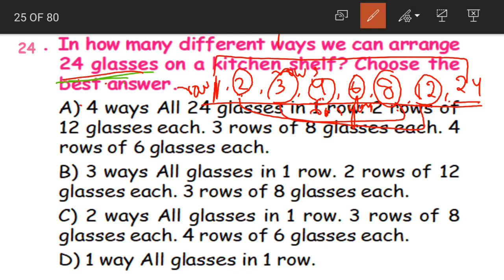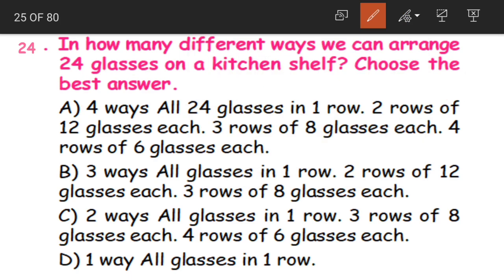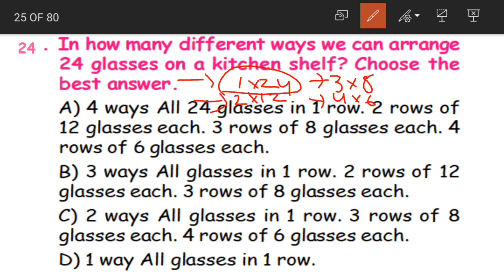Now arrangement means we will arrange in groups. Yes, we will arrange it in groups. If we find the factors, we'll get our answer. How many ways? Let me write it in the form of multiplication here. 1 twenty-four is 24, 2 twelves are 24, 3 eights are 24 and 4 sixes are 24. Now 4 ways, we can arrange in 4 ways: 1, 2, 3, 4. So option A becomes our correct answer.